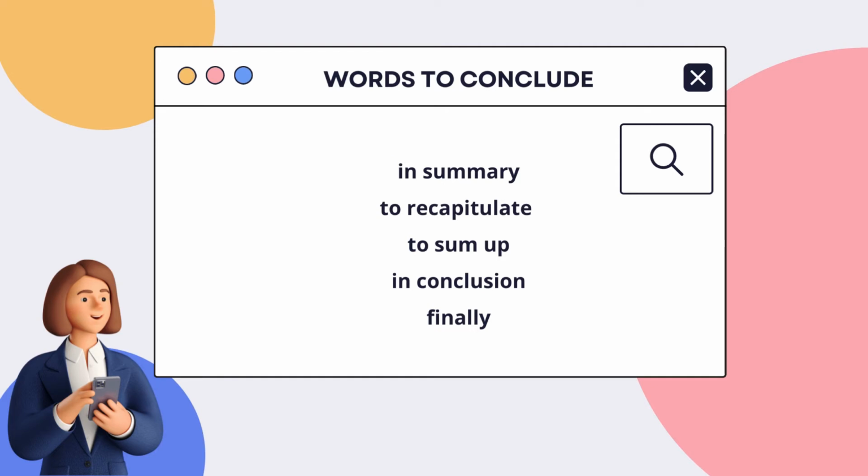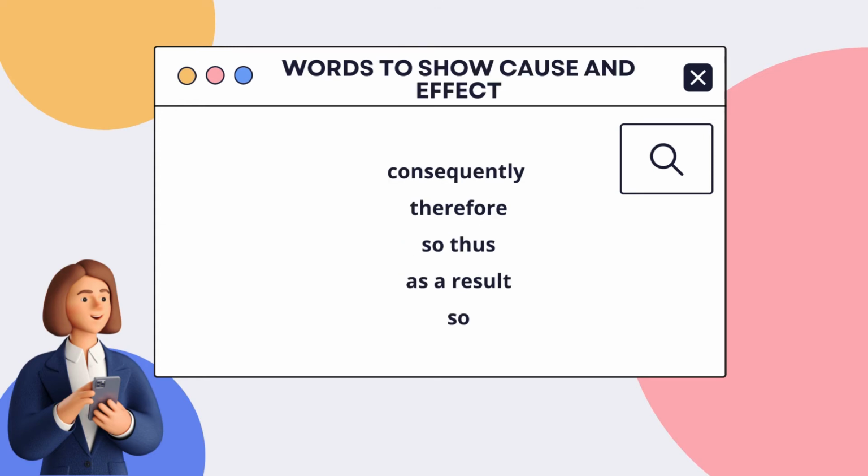Words to conclude: in summary, to recapitulate, to sum up, in conclusion, finally. Words to show cause and effect: consequently, therefore, so, thus, as a result.